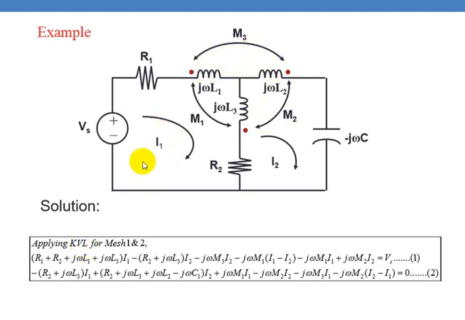So for mesh 1, the equation will be, for the I1 component, let us sum up all the resistances and reactances: R1 plus j omega L1 plus j omega L3 plus R2, into I1. Then coming to I2, this branch is common, but the current directions are opposite. So therefore you write minus of R2 plus j omega L3 into I2.